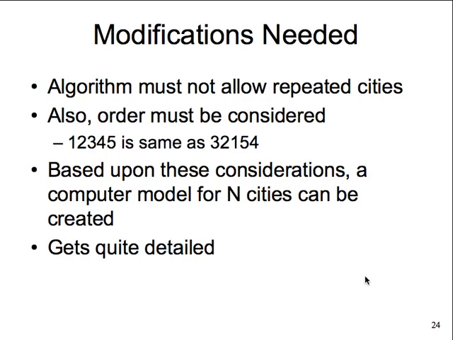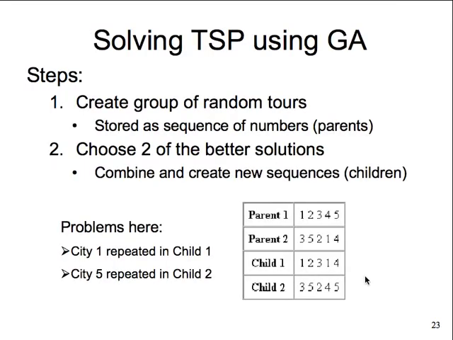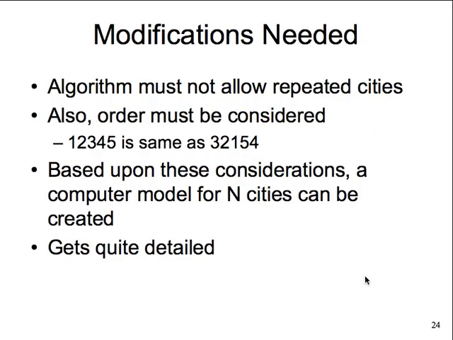Modifications needed. So the algorithm must not allow repeated cities. Well, okay, forget this. You don't have to worry about these modifications. This is for if you're actually going to cover a solution to the traveling salesperson problem, the traditional solution, no repeating cities. You can repeat cities all you want, actually. But it gets a lot more complicated when you can't repeat the cities. Also, the order must be considered. 1, 2, 3, 4, 5 is the same as, well, 3, 2, 1, 5, 4. It's based upon the considerations.